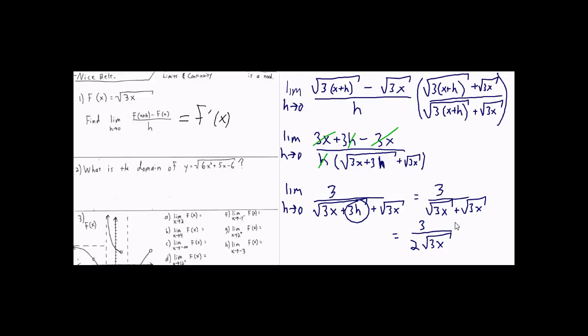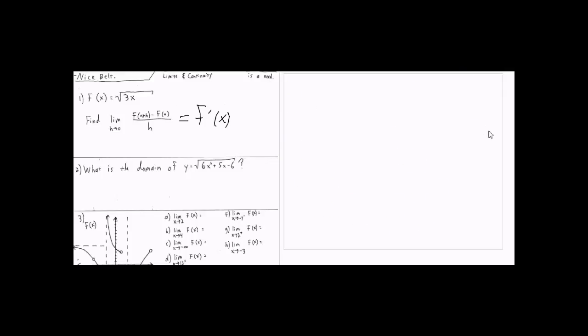All done. Let's check out this next one. I'm going to erase all this. I'm getting better with this thing. We'll go back to the pencil.